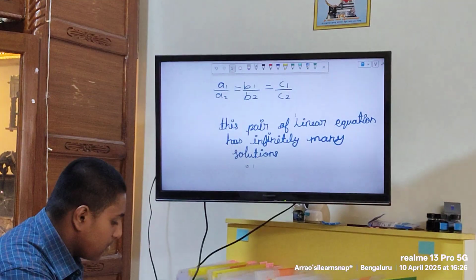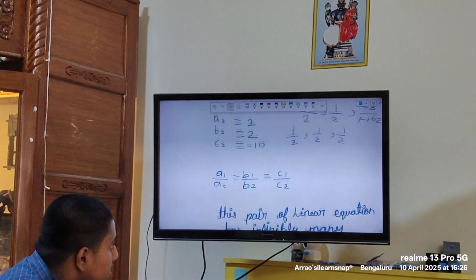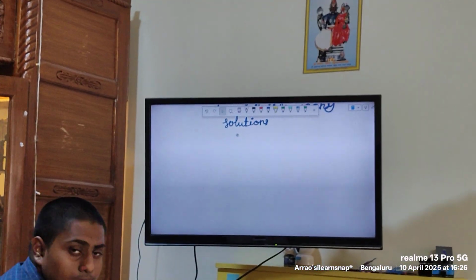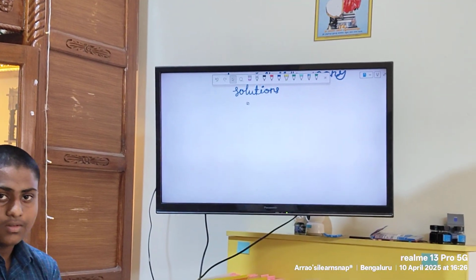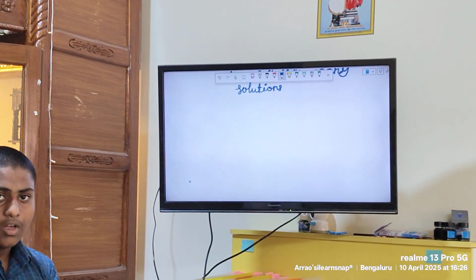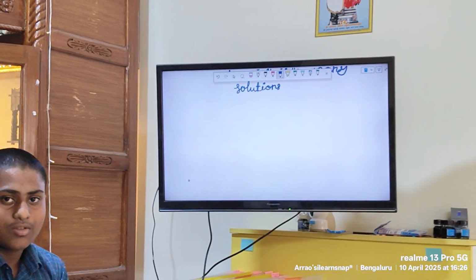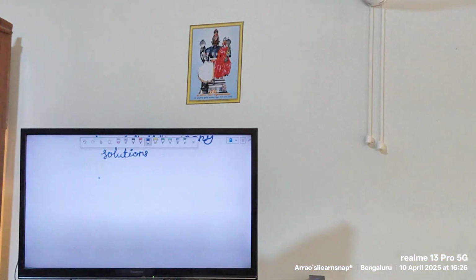Now I'm going to write the coordinates of this equation. When you have infinitely many solutions, that means those two equations are consistent and also coincident. Please write that the pair of linear equations are consistent and coincident.